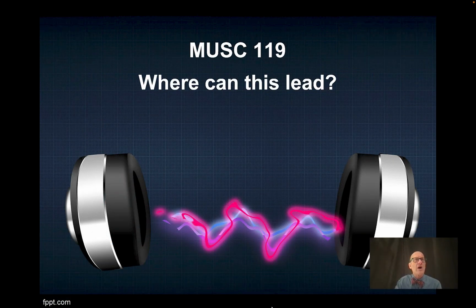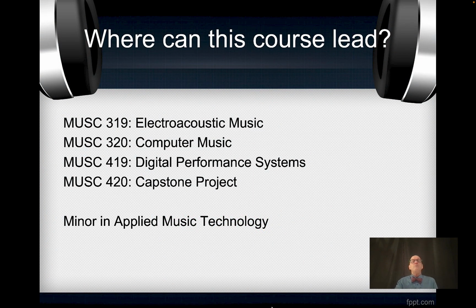So where can this lead? Why would you take Music 119 besides, well, you have to. You can take courses after this, such as electroacoustic music, computer music, digital performance systems, and then do a capstone project. And out of this, you can do the minor in applied music technology. You can also do a film scoring course or a game scoring course if and when we get that offered.